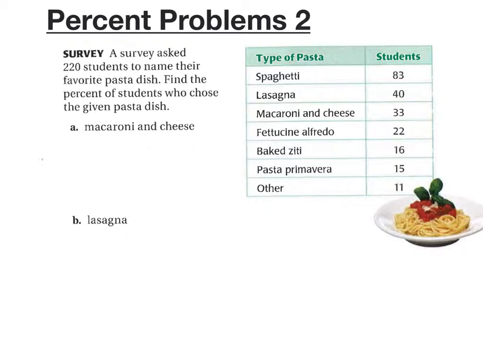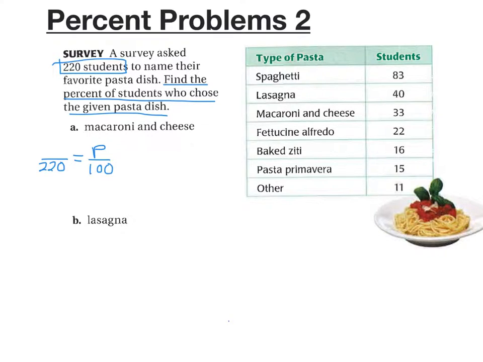So if this was a proportion, that means two fractions would be equal to each other. Now here we're actually looking for the percent. It says find the percent of students who chose the given pasta dish. So since we're looking for the percent, we'll just use the variable p to represent that, and we know the percent is always over 100 when we're doing a proportion. Now we know the survey also asked 220 students. So that's the total number of students that were asked. So that is the base of this problem, or the whole number, the whole amount.